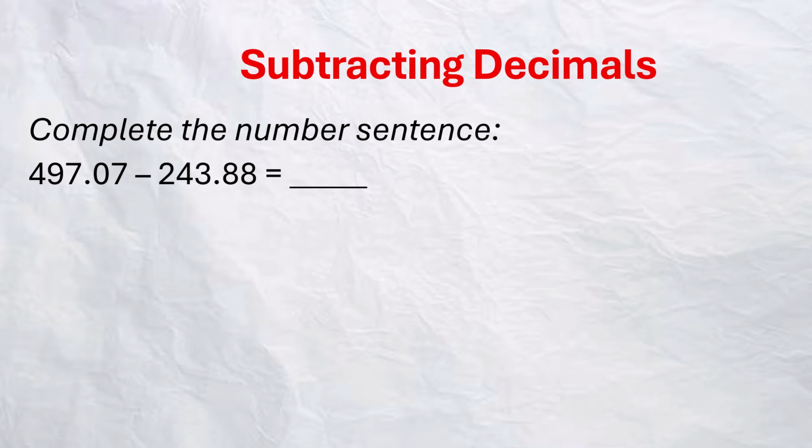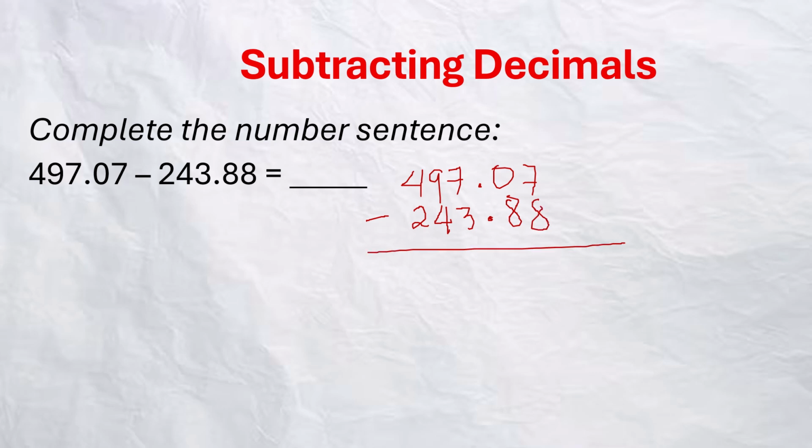Let us now complete the number sentence. 497.07 minus 243.88. Again, as mentioned in the previous example, we need to align the decimal point. So 497.07 minus 243.88. Let's now proceed to subtraction from right going to the left.